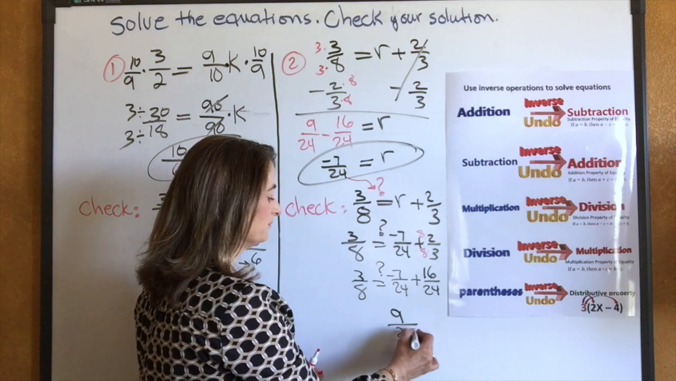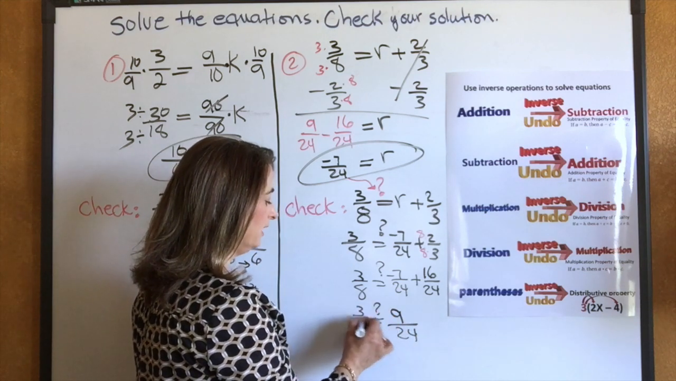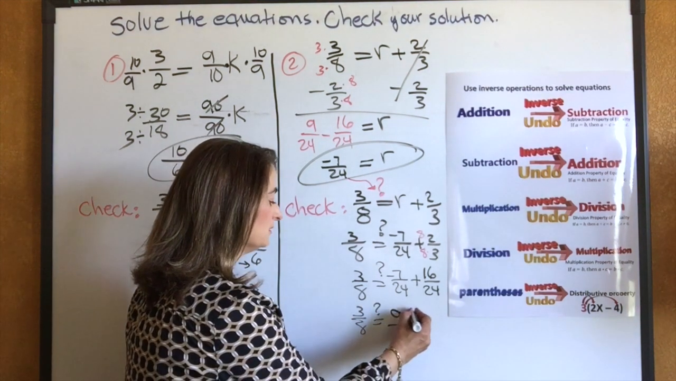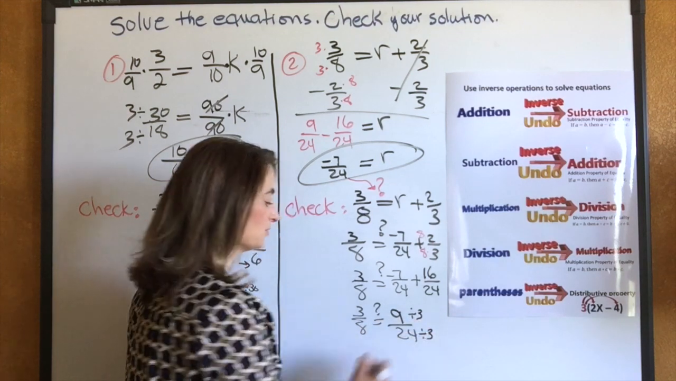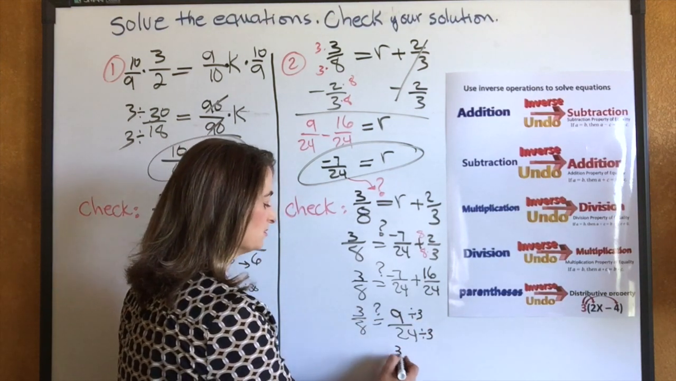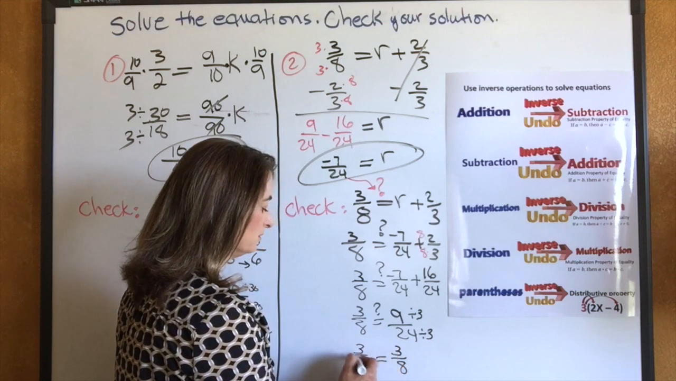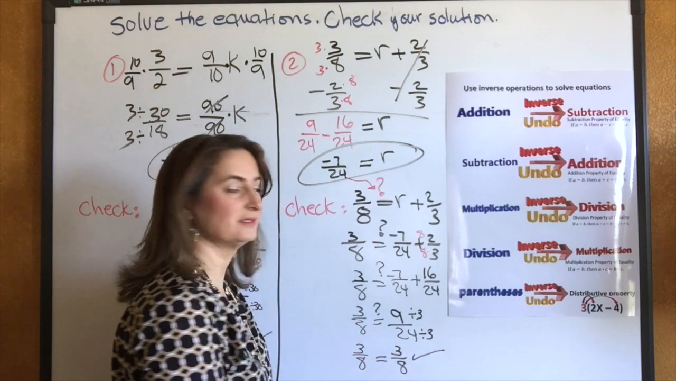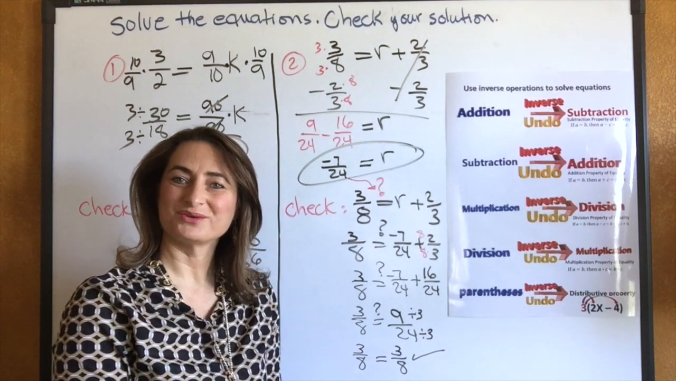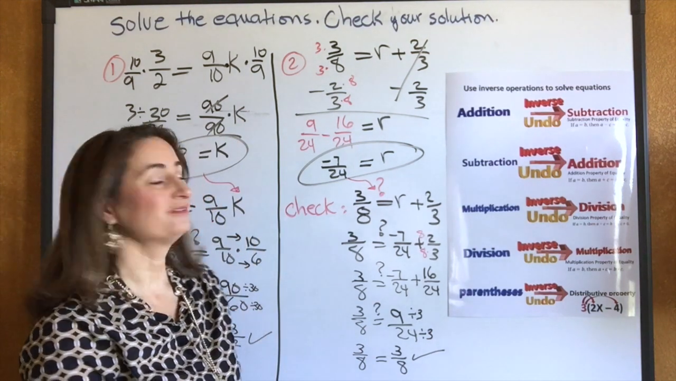Does it equal 3/8? Simplify now. So divide by 3, divide by 3 both sides. 9 divided by 3 is 3. 24 divided by 3 is 8. Equals 3 over 8. It's balanced, it's checked. The answer is correct. And that's how we deal with the fractions.